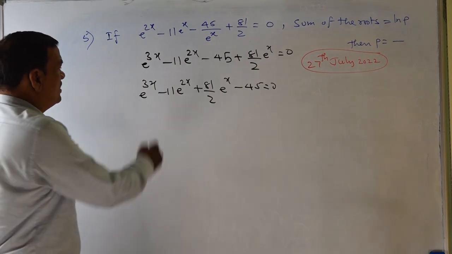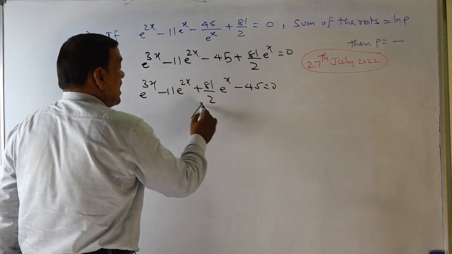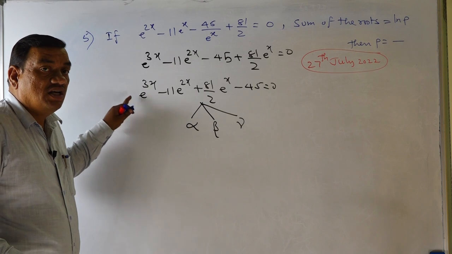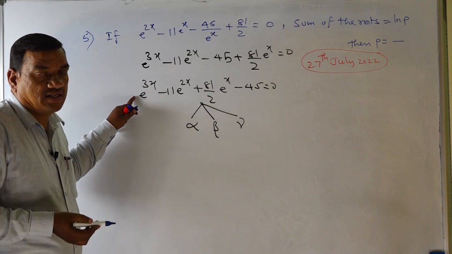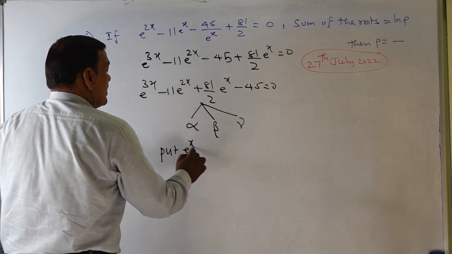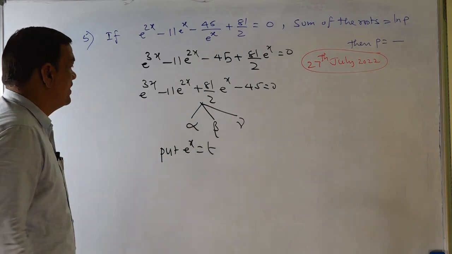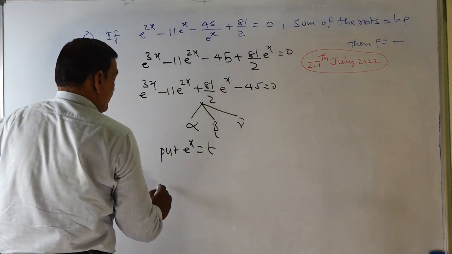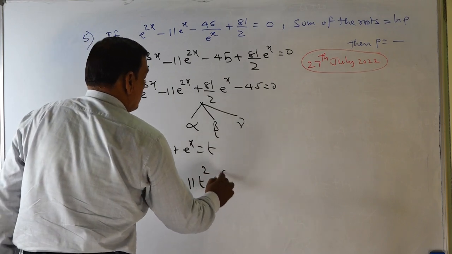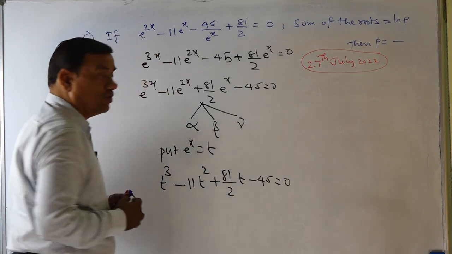This is a cubic equation in the variable e power x. Let us say we have three roots alpha, beta, gamma. This is a cubic equation in the variable e power x, okay. So to solve this, let us put e power x is equal to t, then it will become t cube minus 11 t square plus 81 by 2 t minus 45 is equal to 0.